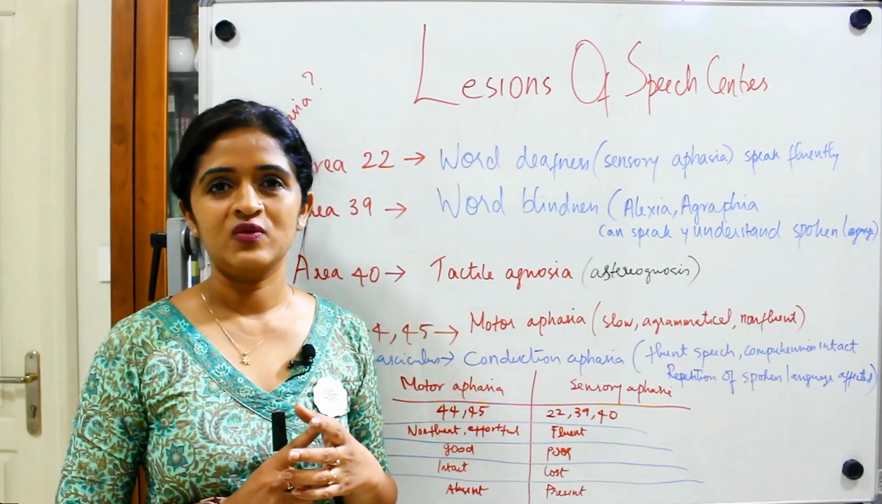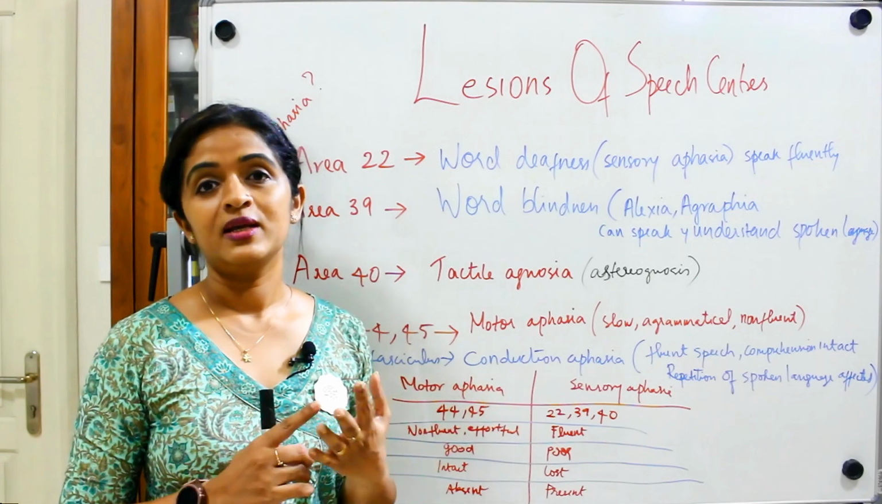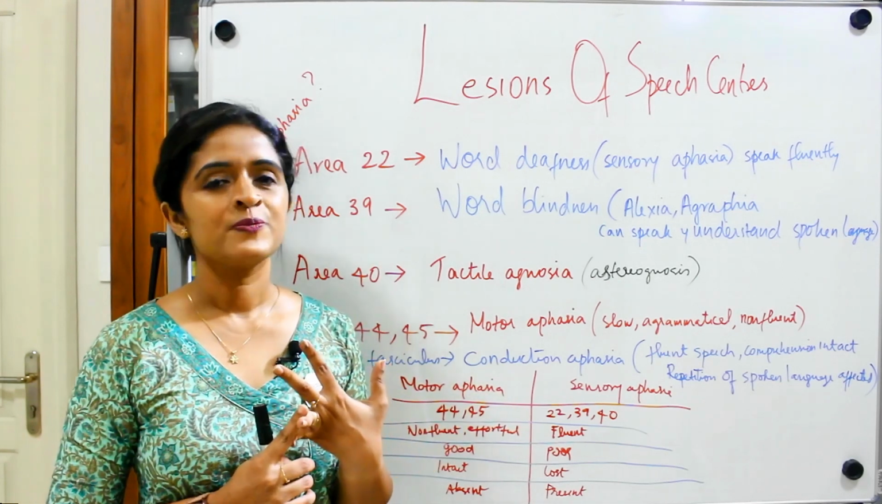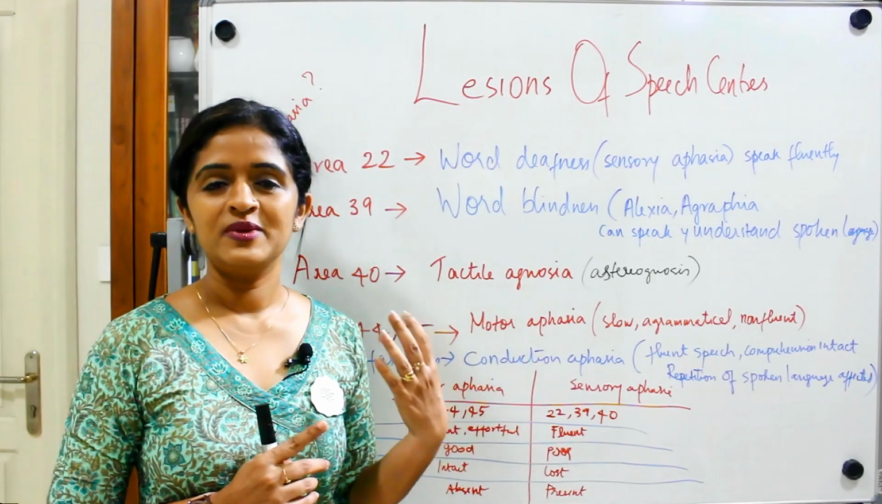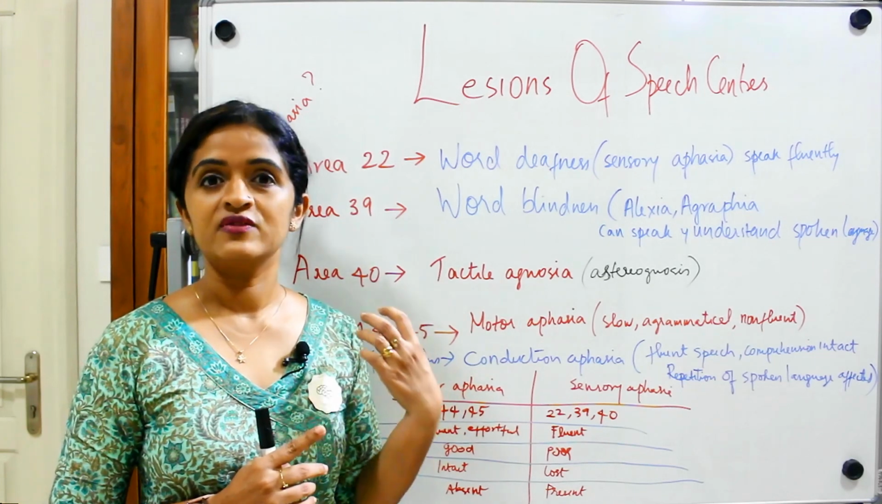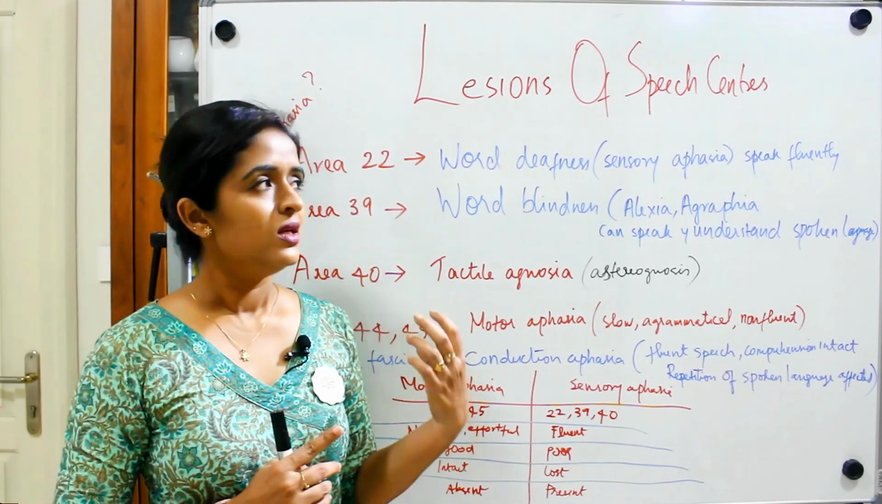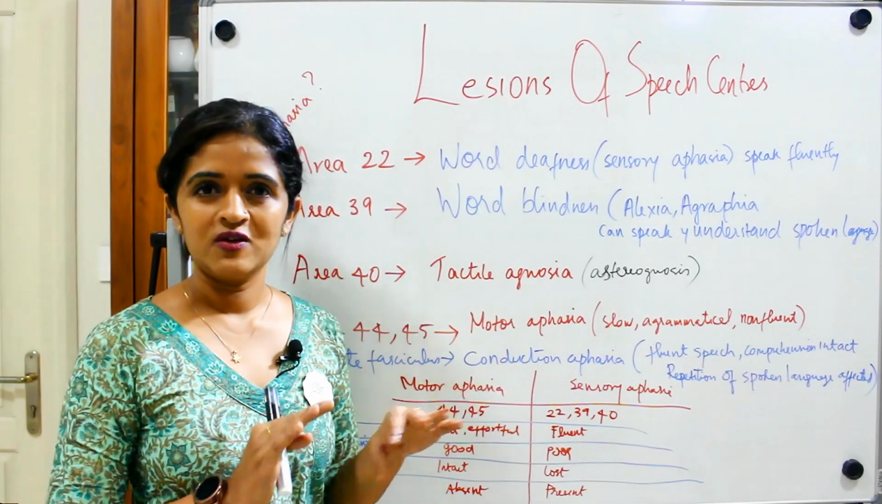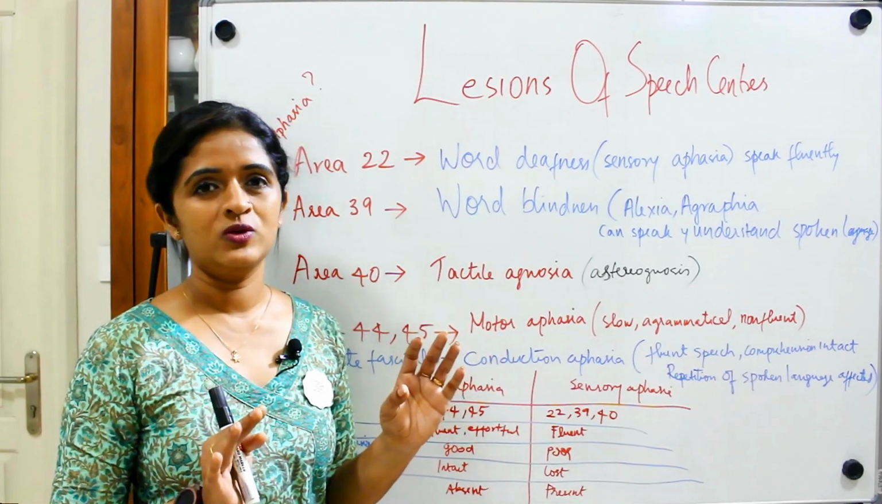Exclusively I have done an area where I have mentioned in detail about the sensory areas and motor areas. So in this session we will be just discussing what will happen if there is a lesion in these areas. Before we move on to the lesions, I will just give a briefing about the areas.